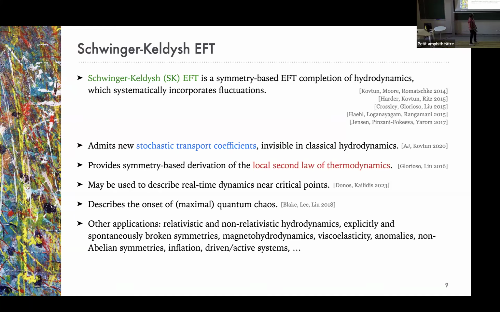I already argued that once you go beyond quadratic order in noise, you will start seeing new parameters that you have to put in your theory. They are known as stochastic transport coefficients. You can classify them, you can go crazy with them.